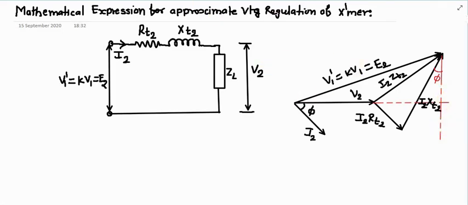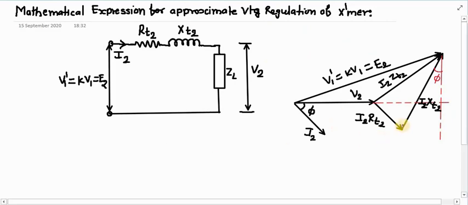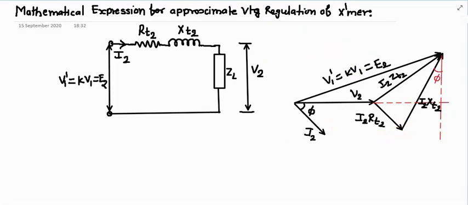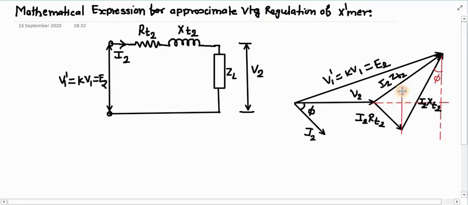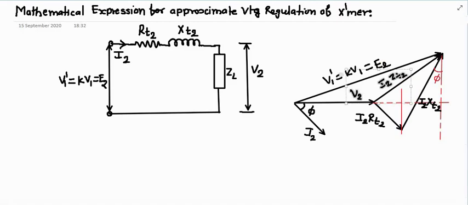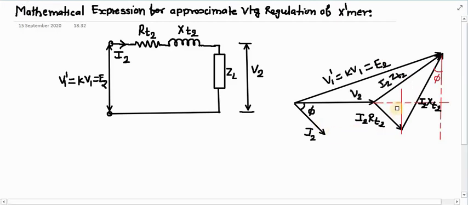Similarly, I will put one perpendicular from this. Why are we putting these perpendiculars? Because we have to derive the approximate voltage regulation formula from the phasor diagram. So now again see, what is this angle? This voltage vector is extended. So the angle between this voltage vector and the vector which is parallel to your I2 is again phi.